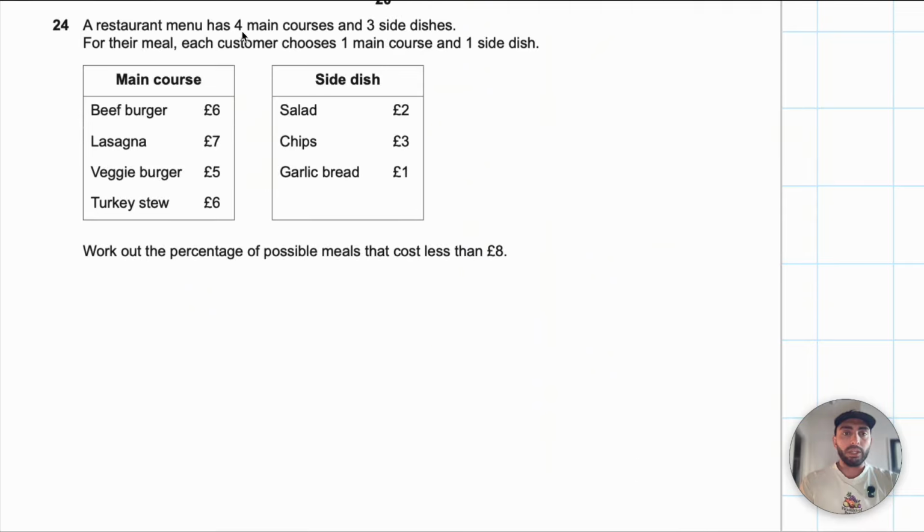Question 24. A restaurant menu has 4 main courses and 3 side dishes. For their meal, each customer chooses 1 main course and 1 side dish. Work out the percentage of possible meals that cost less than £8.